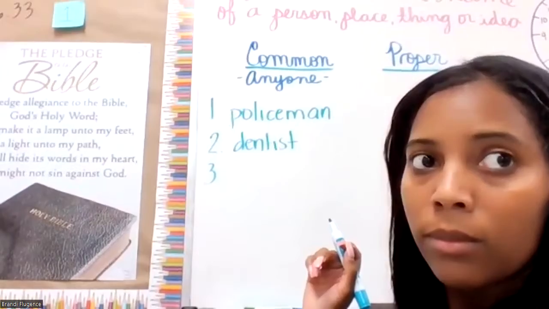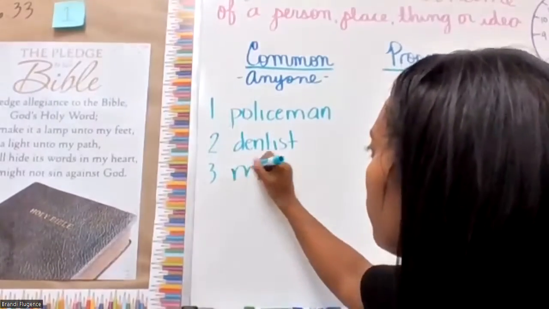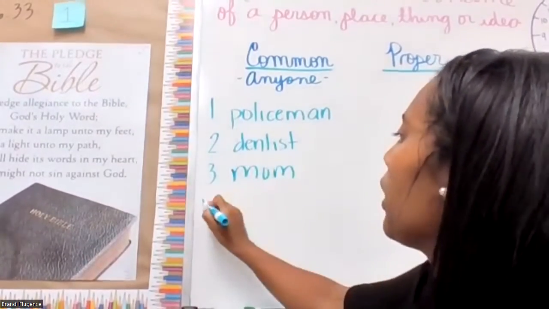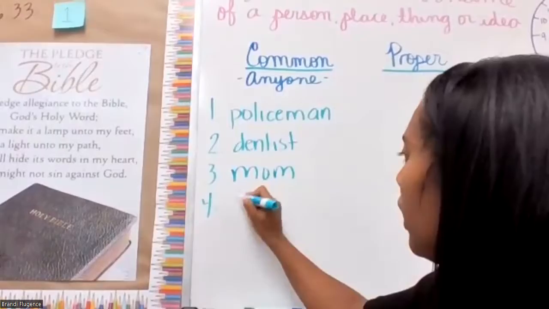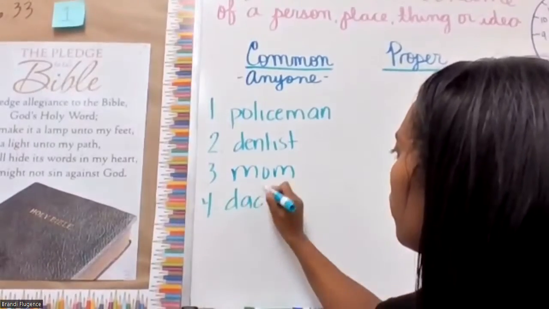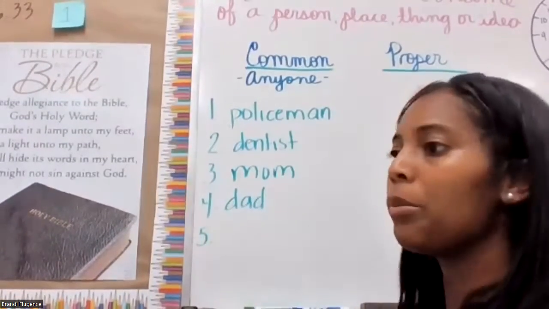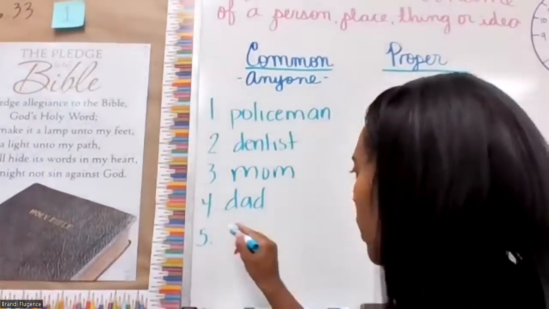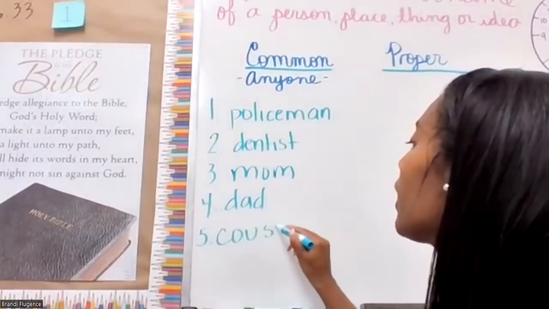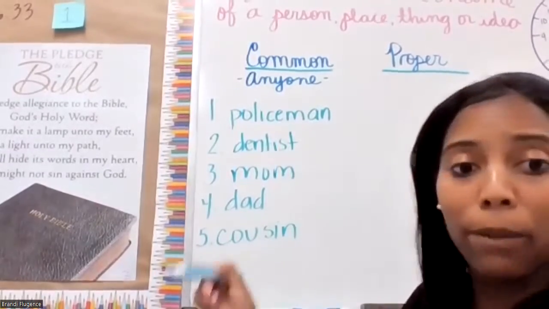Mom. We can put mom. What else? What other names did we say? Dad. Okay, what's another one we said? Cousin. These are all examples of common nouns of people.